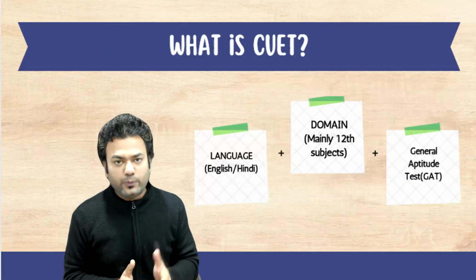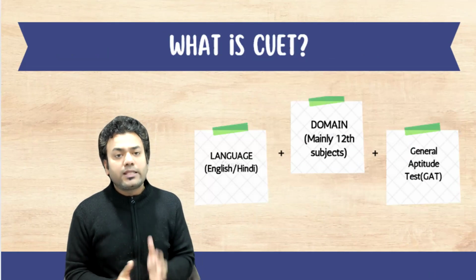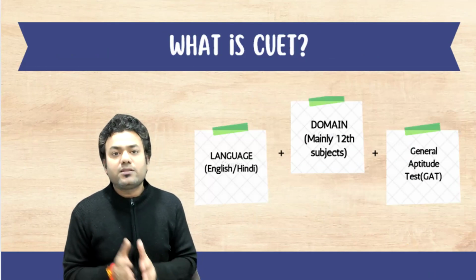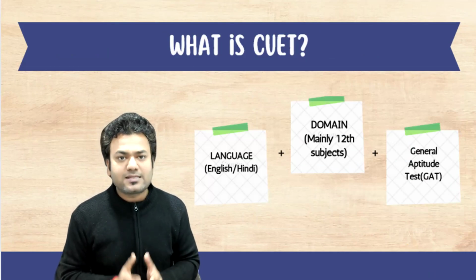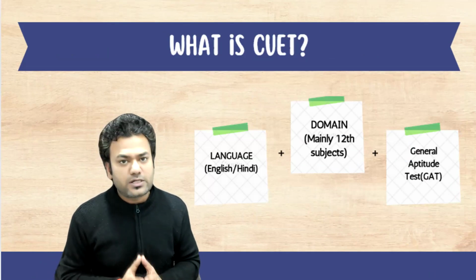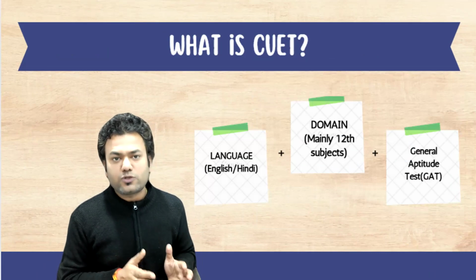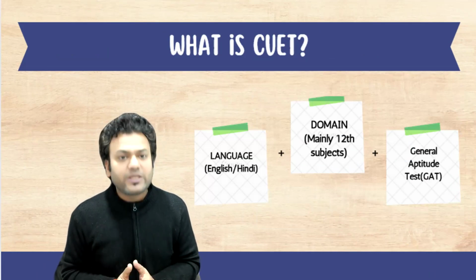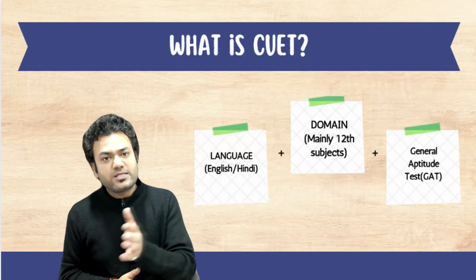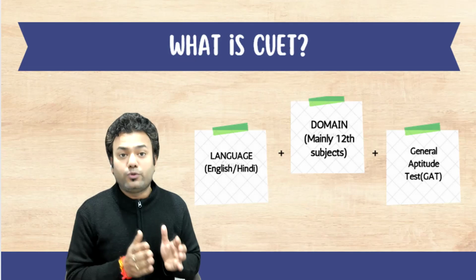Number one, language, which is English or Hindi, mostly what North Indians opt for. Then domain subjects, which are the subjects taught in class 12th. And the third one is the general aptitude test, that is 9th and 10th level mathematics, logical reasoning, and GK and current affairs. We are preparing students for all the humanities and commerce domains as well. We have a module where we can train you for language and GT together, or a module where you can learn all your domains also.